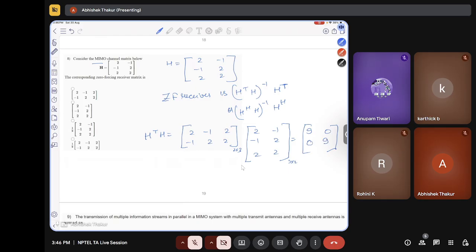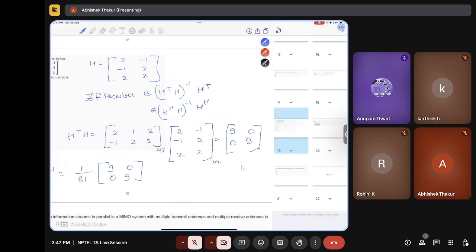So this is H transpose H. Now the inverse of this, H transpose H inverse. This is simply one by the determinant of that, 1 by 81, and just exchange these two and take the conjugate of this element. So this will become 0, 9. So this is the H transpose H inverse.